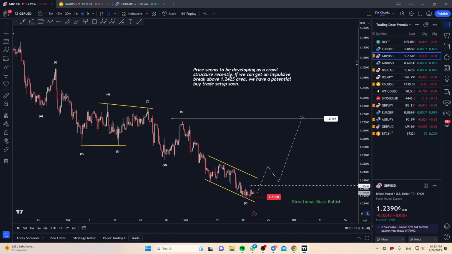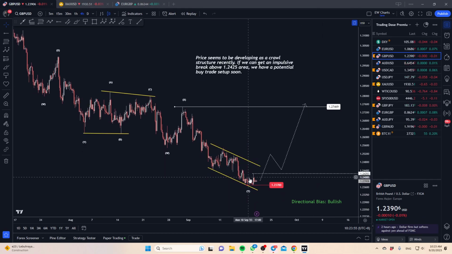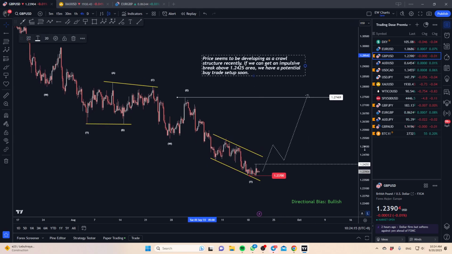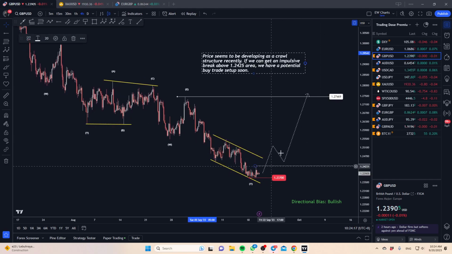Now for pound dollar here, we do have already a crawl structure, very obvious. And later this afternoon, we do have the UK CPI data being released. So that might be a potential catalyst for a move. And of course, we won't know for sure which direction the news will have an impact on. But from a technical point of view, the pattern seems to suggest that there's a higher probability for the price to actually go higher. And for that reason, we'll be focusing on the buy trade over here.